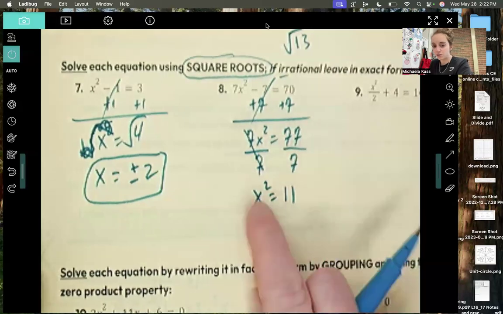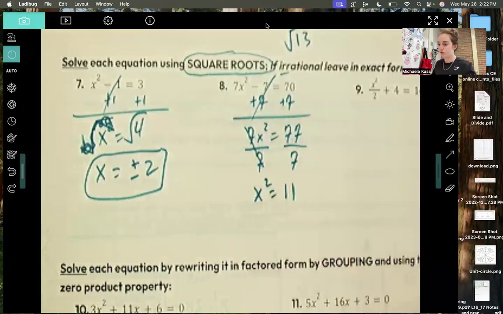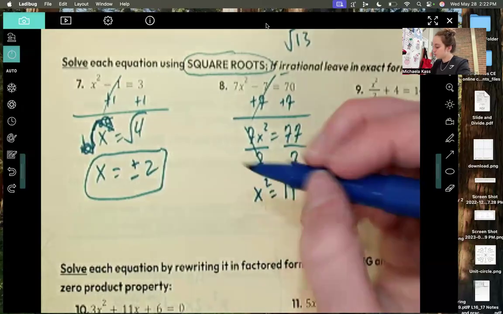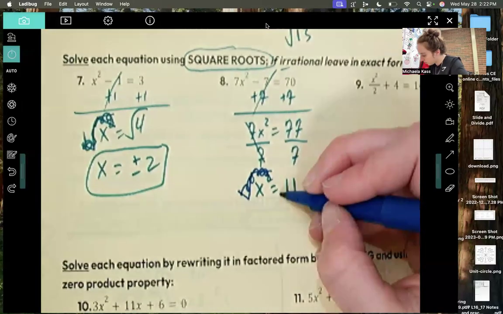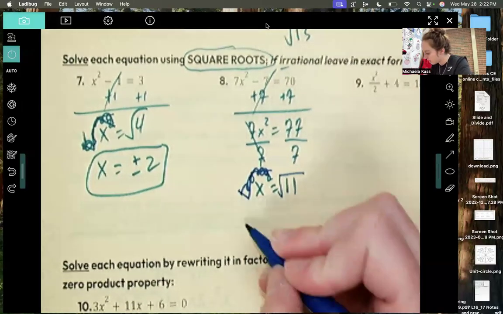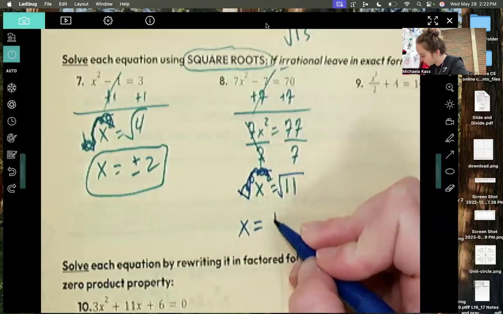Okay, and now do you see how the x squared is isolated? It is by itself. Now is the time to get rid of that little 2. So now you come in and you square root to explode that piece. Square root the other side as well. So we got x equals, don't forget the plus or minus.